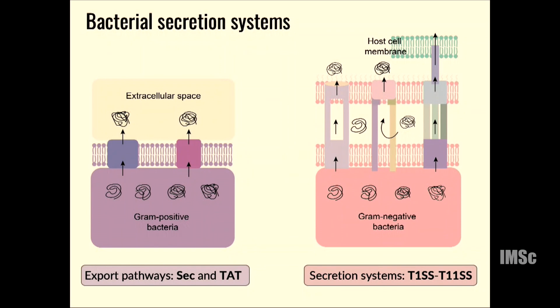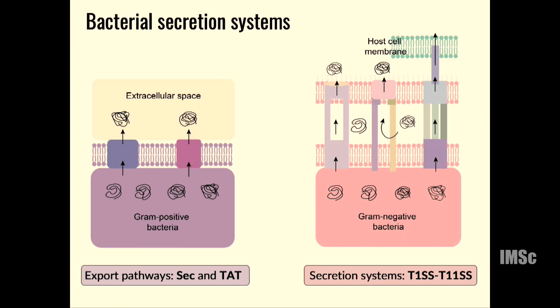In the case of gram-negative bacteria, there are dedicated secretion systems, and these protein complexes are present in the membranes, and with the help of export pathways, they can secrete proteins to the extracellular space and even to the host cell membrane. So there are some secretion systems which can directly take the protein from the cell to the extracellular space, and also secretion systems which can take the protein from the periplasmic region to the extracellular space, and some can directly take the protein from the cell to the host cell membrane.